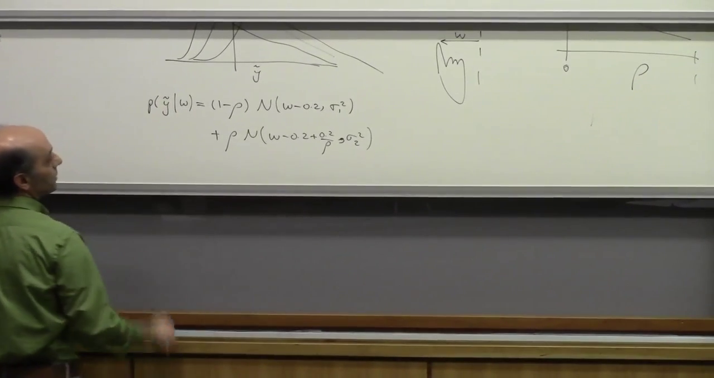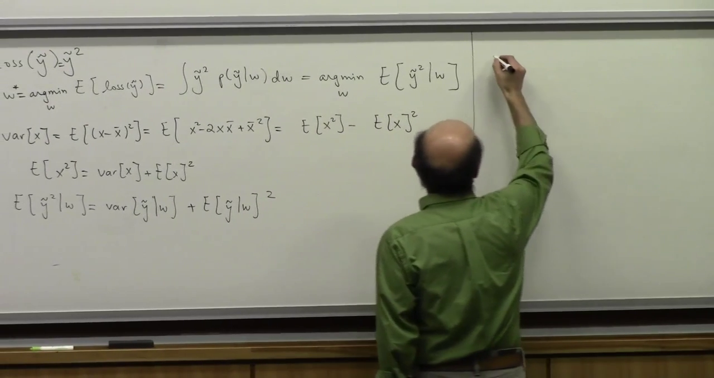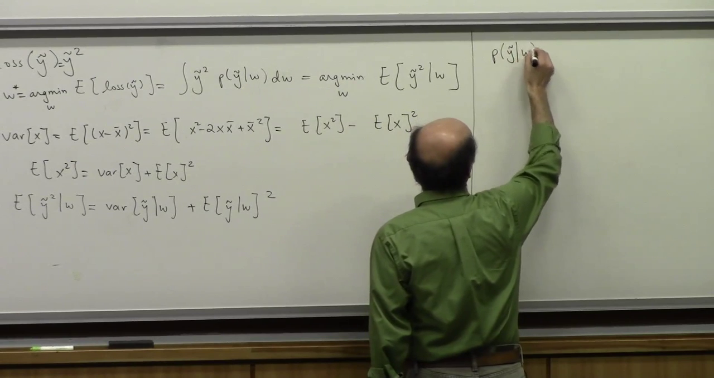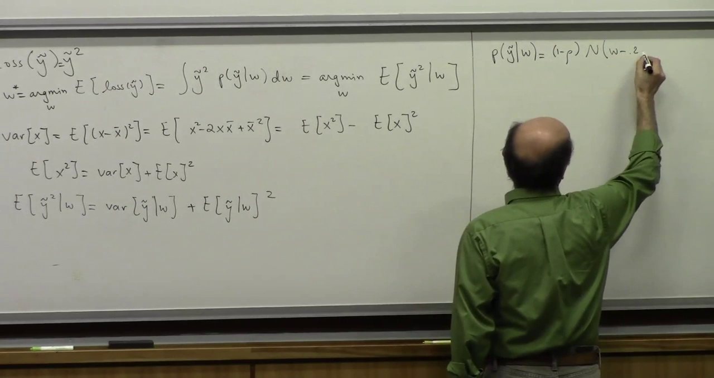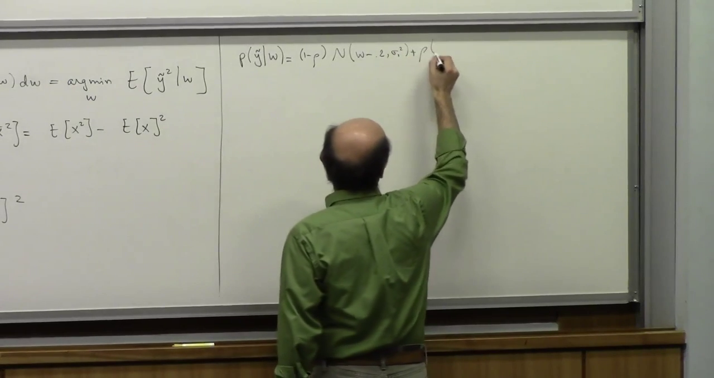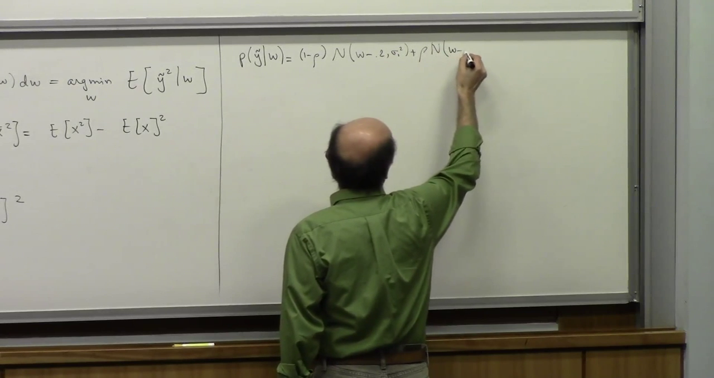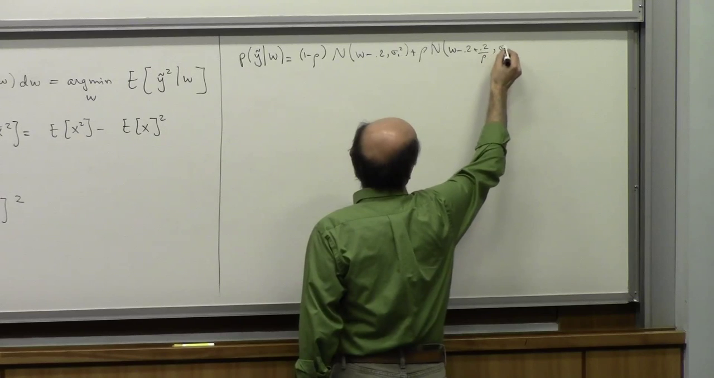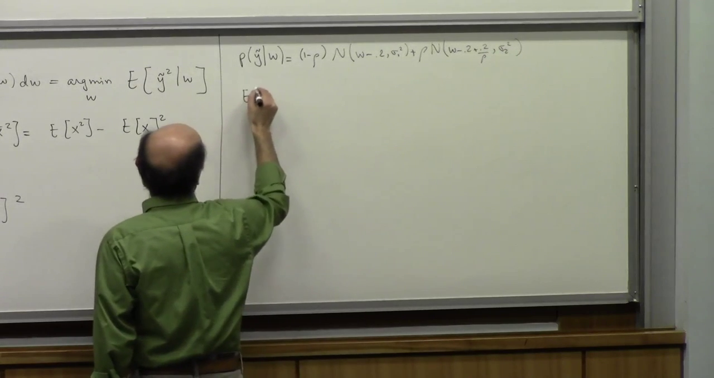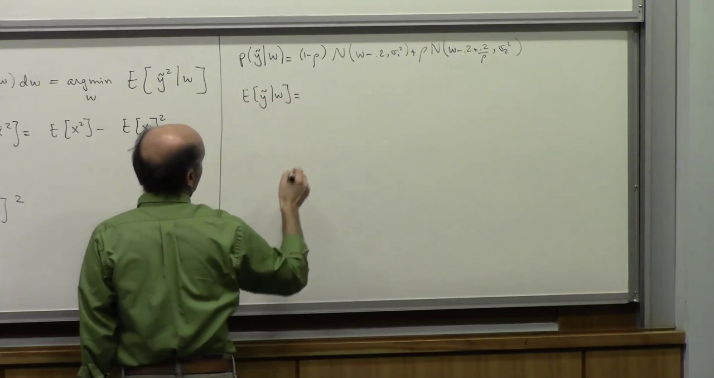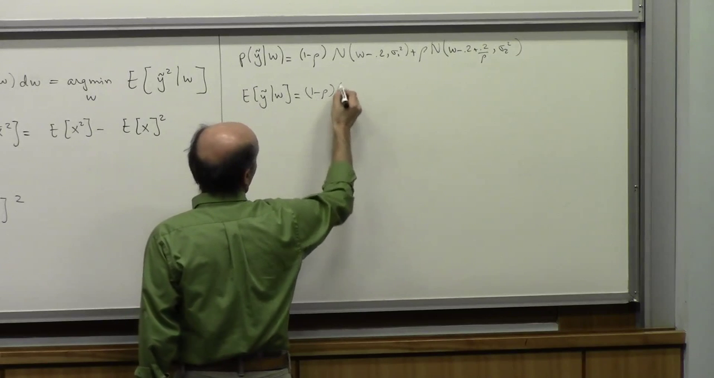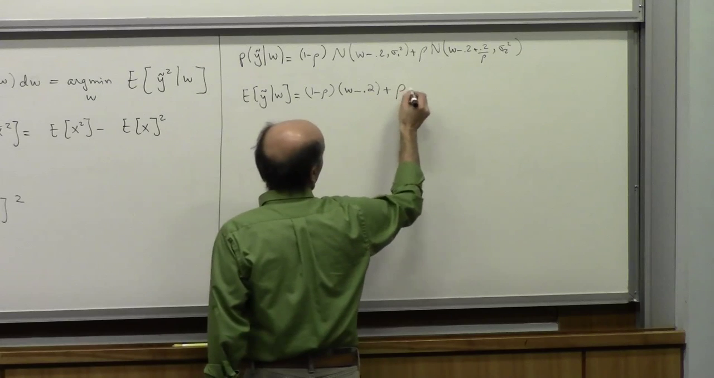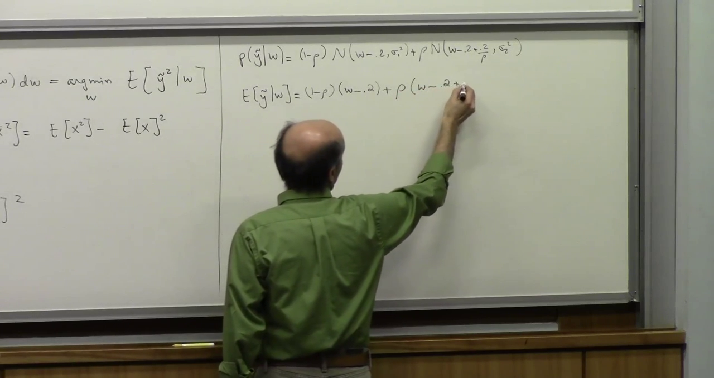Here's the probability distribution. What I need to know is its expected value. So the probability of y tilde given w is 1 minus rho times a normal with mean w minus 0.2 and variance sigma 1 squared, plus rho times another normal with mean w minus 0.2 plus 0.2 divided by rho and variance sigma 2 squared. That's my function. So the expected value of this given w is equal to the expected value of the first, which is 1 minus rho times w minus 0.2, plus rho times the expected value of the second, w minus 0.2 plus 0.2 divided by rho.